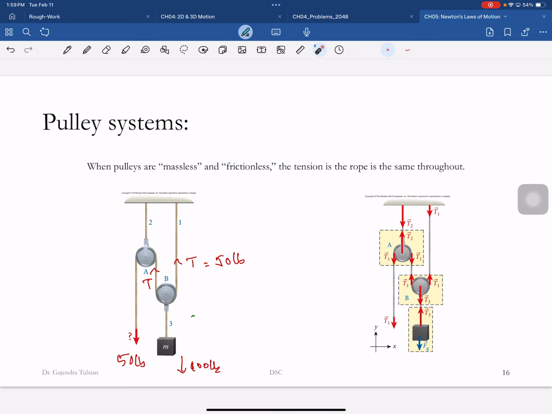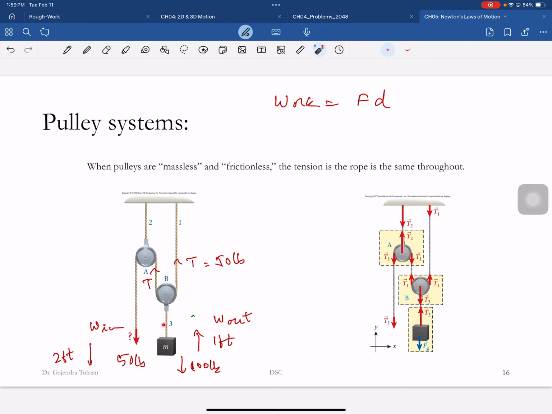You have to pull it twice as far. That's right. So you will learn work is force times distance, and input work, assuming there's no friction, is equal to output work. So to lift it 1 foot, you have to pull down 2 feet.